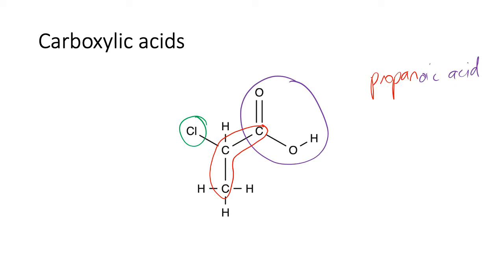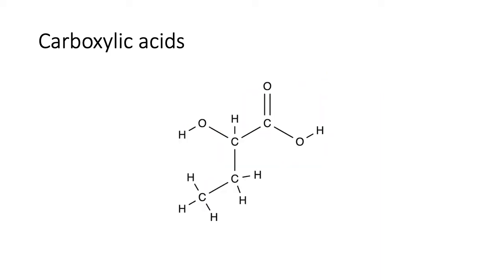And that chloro is on what number? Have a think. The carboxylic acid carbon is going to be number 1, it's got the greatest priority. So the chloro is going to be number 2, so it's 2-chloropropanoic acid. And finally, this one here.